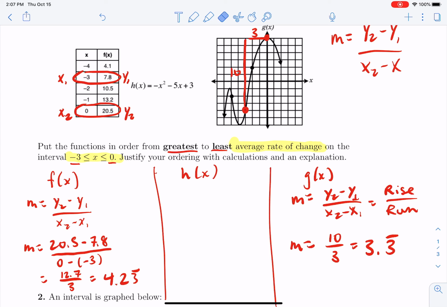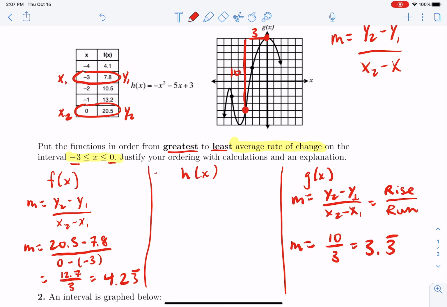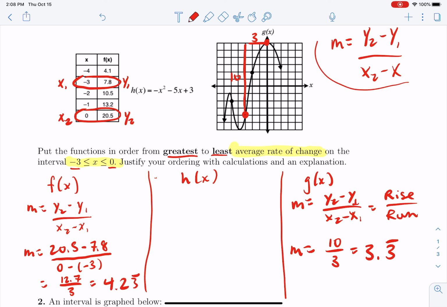Okay, so finally let's look at h of x. H of x is a little more challenging because we're just given an equation here. But ultimately our goal is the same. We're going to be finding the average rate of change. But to do that, I need to find out what are the y values or the h of x values on that interval. So what is h of negative 3? And what is h of 0?